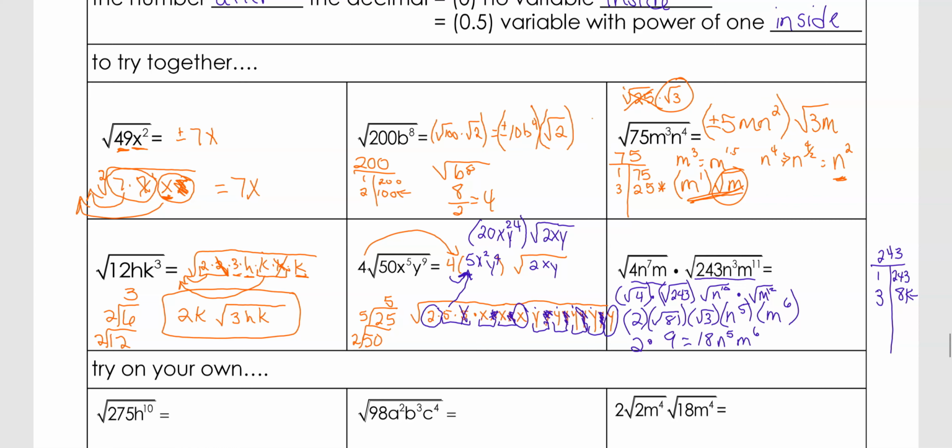So our final answer for the square root of 4 m to the 7th n times the square root of 243 m to the 3rd n to the 11th is going to be 18 m to the 5th n to the 6th times the square root of 3. And that's the final answer there.